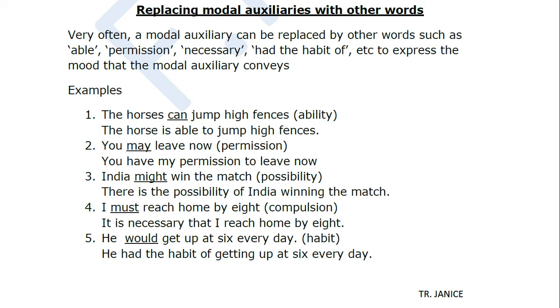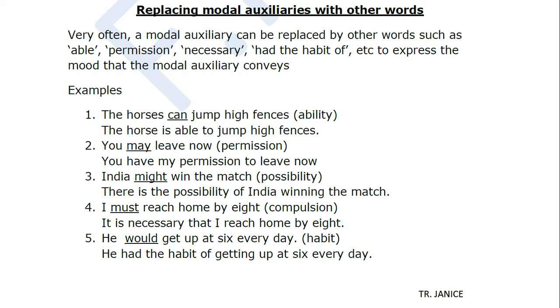So I just told you, this tells you whether you have the ability, whether you do not have the ability, whether you are compelled to do something or you are obliged to do something. Okay, that's exactly what the words tell you, whether you have got the permission to do something. Okay. Now see the examples. The horses can jump high fences. What does this show you? It shows you the ability that the horses have to jump high fences.